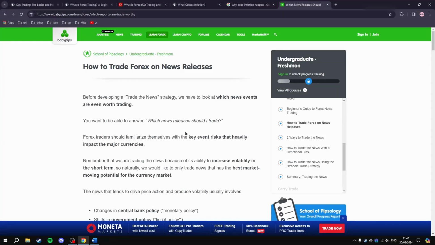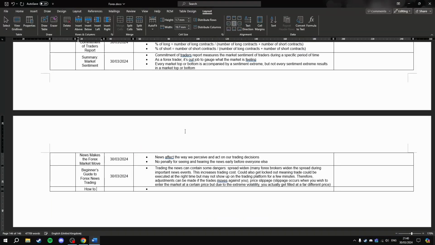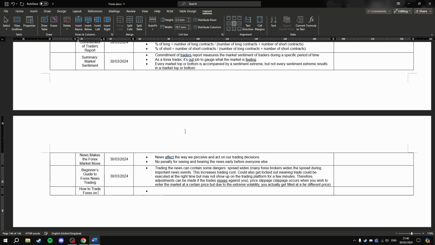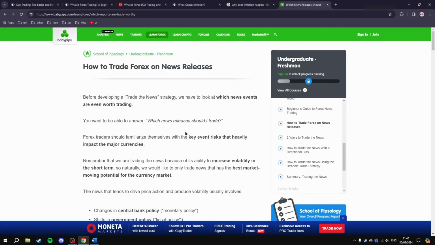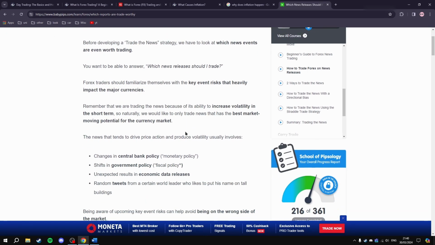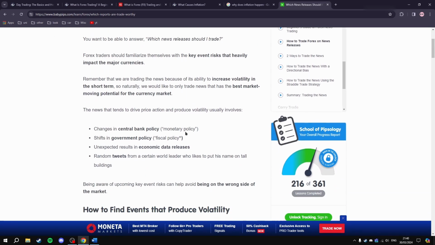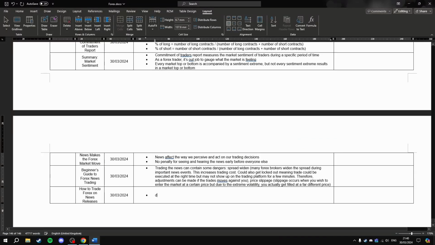How to trade Forex on news releases. Before developing a trade the news strategy, we have to look at which news events are even worth trading. You want to be able to answer which news releases should I trade. Decide which news events are worth trading.